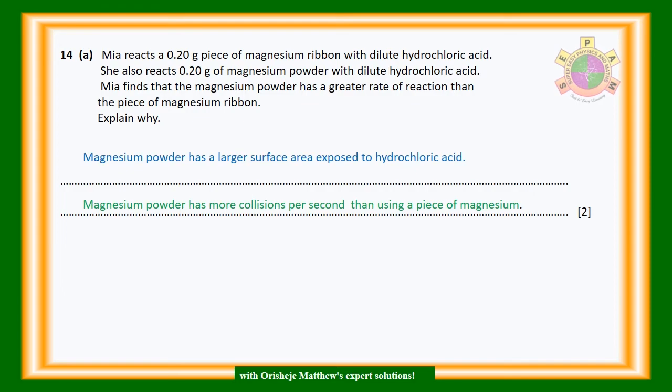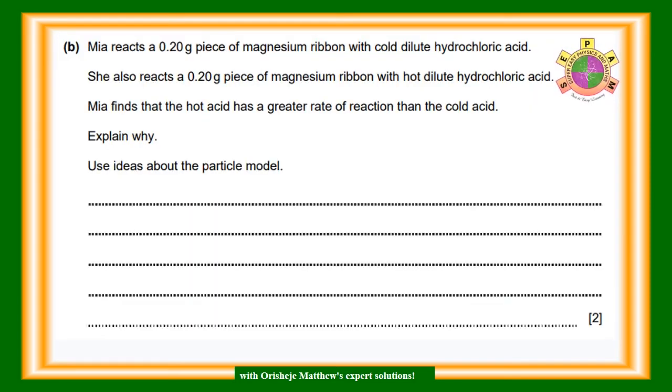Question 14, B. Mia reacts a 0.2 gram piece of magnesium ribbon with cold dilute hydrochloric acid. She also reacts a 0.2 gram piece of magnesium ribbon with hot dilute hydrochloric acid. Mia finds that the hot acid has a greater rate of reaction than the cold acid. Explain why. Use ideas about the particle model. Hot acid has a greater rate of reaction because the particles have more energy and move faster, causing more collisions.